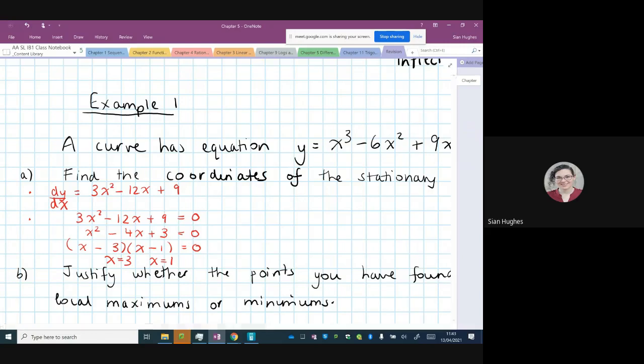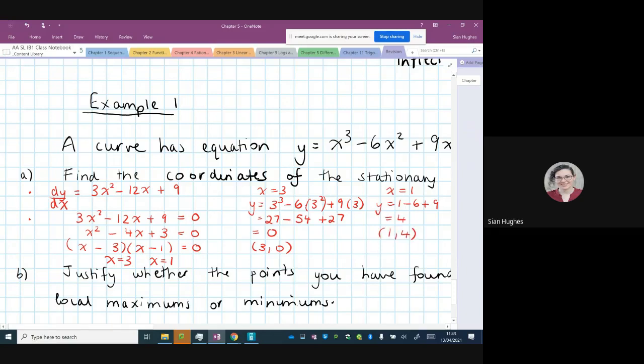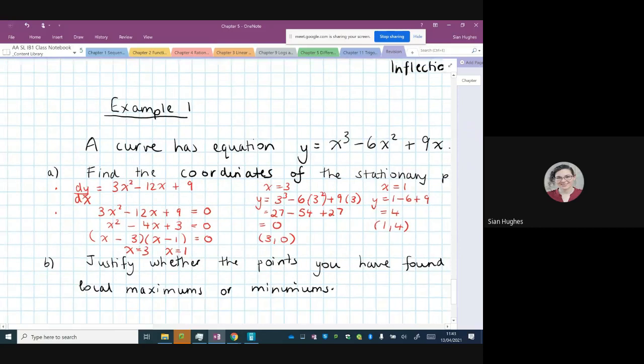It asks me for the coordinates, so that means the x and the y. So when x is 3, y would be 3 cubed minus 6 times 3 squared plus 9 times 3. So 27 minus 54 plus 27, which actually comes out as 0. And the other one, when x is 1, y would be 1 minus 6 plus 9, which is 4. So (1, 4). And we have our two coordinates for our stationary points.